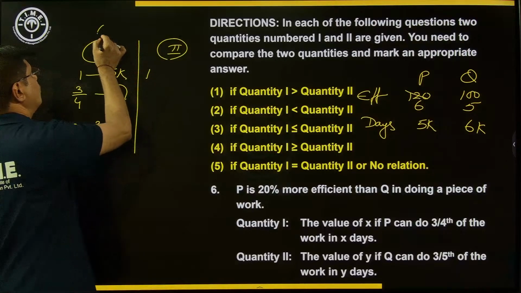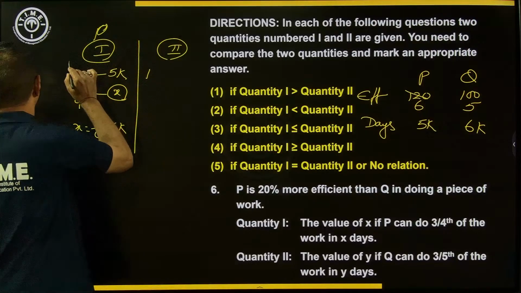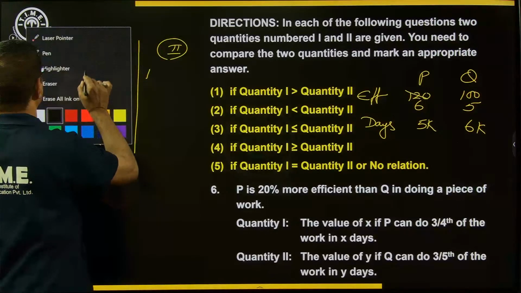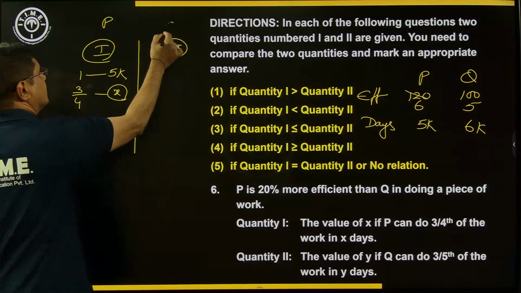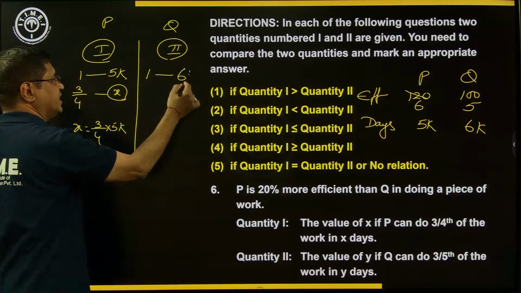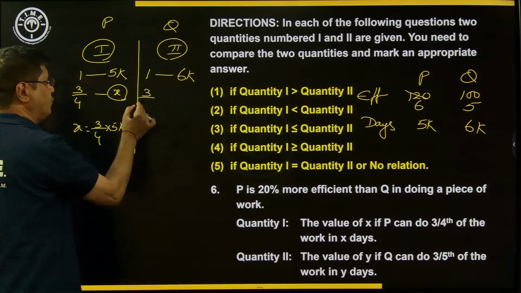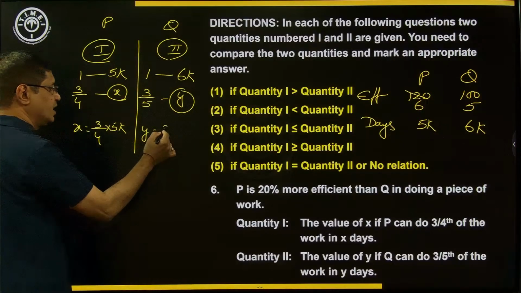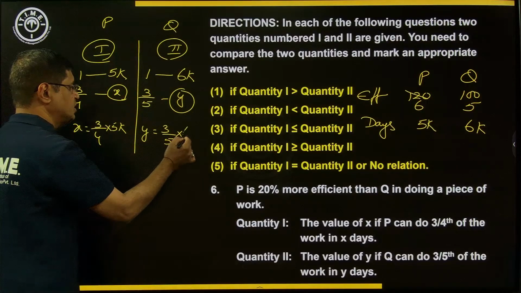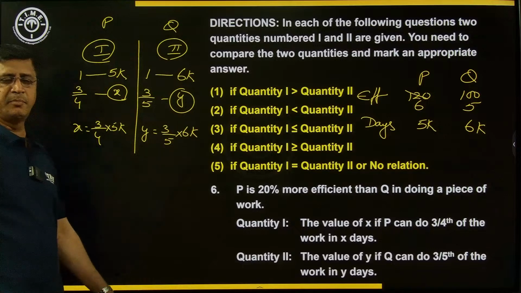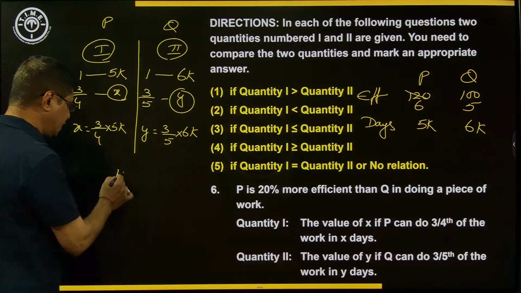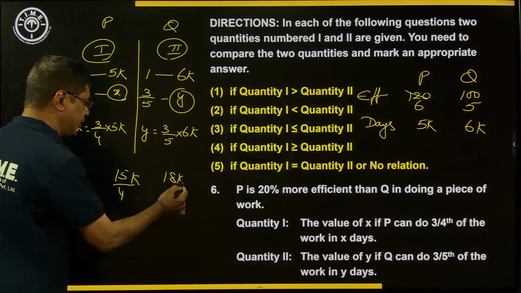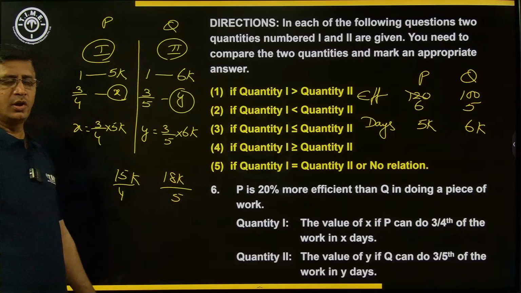Similarly, if you observe Q, the whole work he can finish in 6k days, then 3 by 5 of the part he can finish in y days. So what is the value of y? 3 by 5 into 6k. Now just compare these two. 15 by 4k, 18k by 5. Solving this.